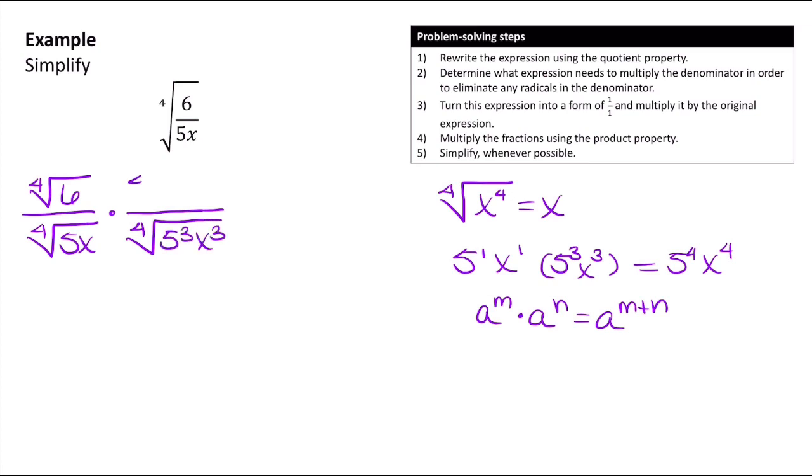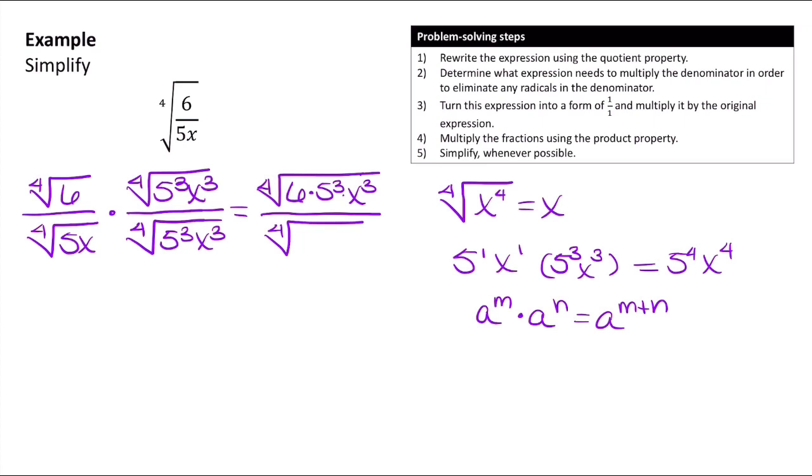Okay, so I'm going to multiply the same thing in the numerator, and that's how I'm going to cancel out that fourth root. So when I do this in the numerator, I'm going to get the fourth root of 6 times 5 cubed times x cubed. And then in the denominator, that's going to give me the fourth root of, you see, I add the exponents now, right? I have 5 to the 1, 5 to the 3rd, so that's going to give me 5 to the 4th. Same thing with x. X to the 1 times x to the 3 is going to give me x to the 4.